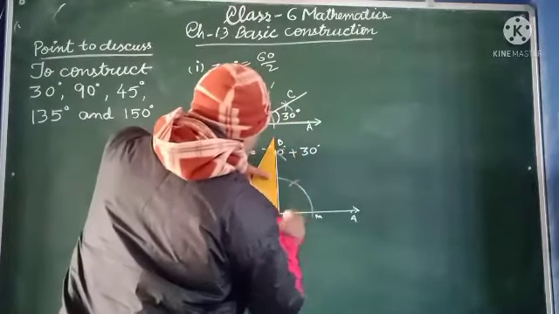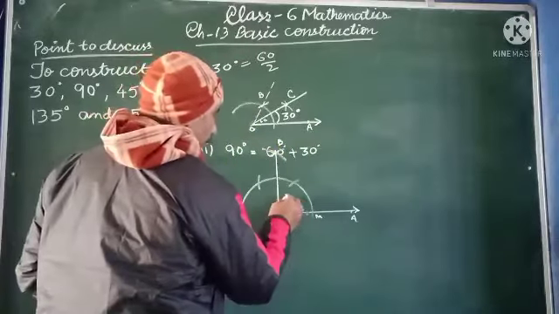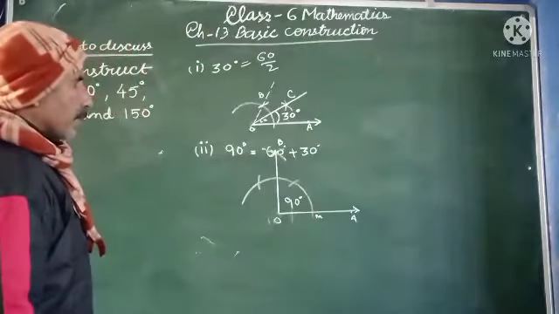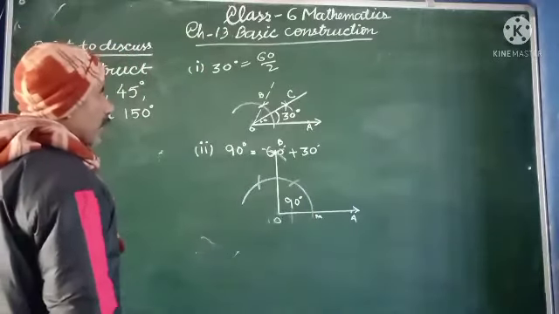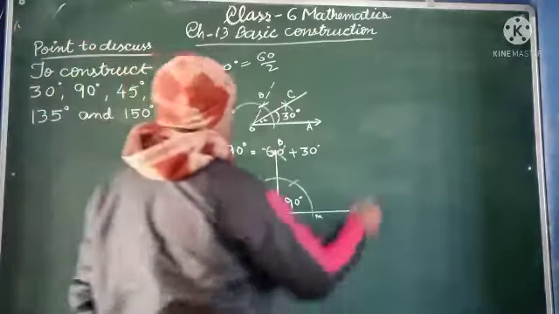Join O to B, you get a 90-degree angle. So this is the 90-degree. I hope all of you understood. 30 and 90. Now 45 degree.